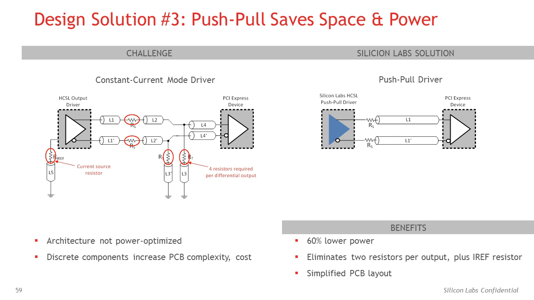This Cavium ThunderX clock tree example required 11 PCI Express Gen 3 clocks, so using a Silicon Labs push-pull solution saves nearly 400 milliwatts of power just for the PCI Express clocks alone when compared to a traditional constant current mode solution. In addition to that, we can save up to 23 external series resistor components, reducing the overall PCB footprint as well as the bill of materials cost.